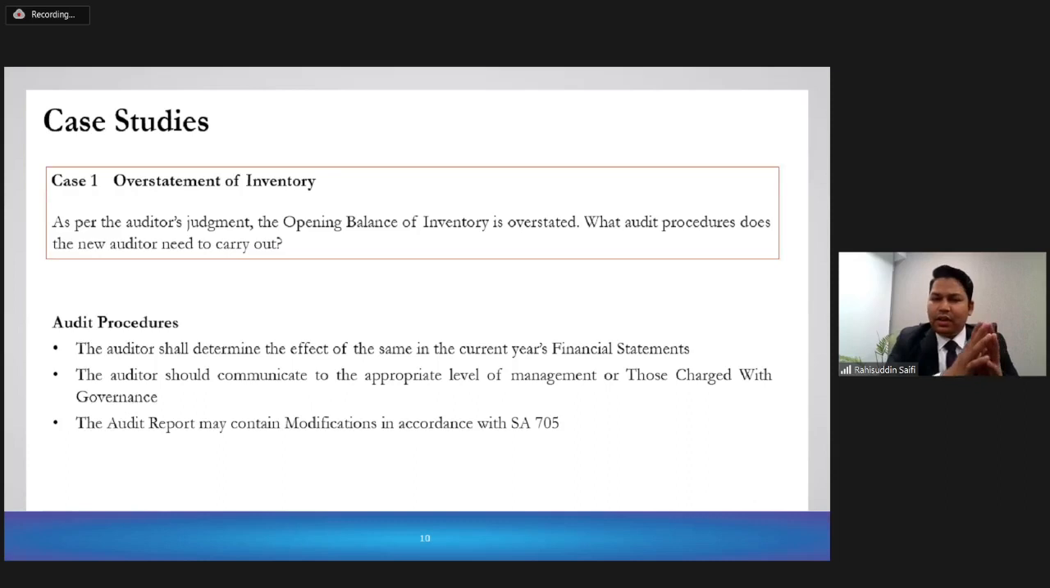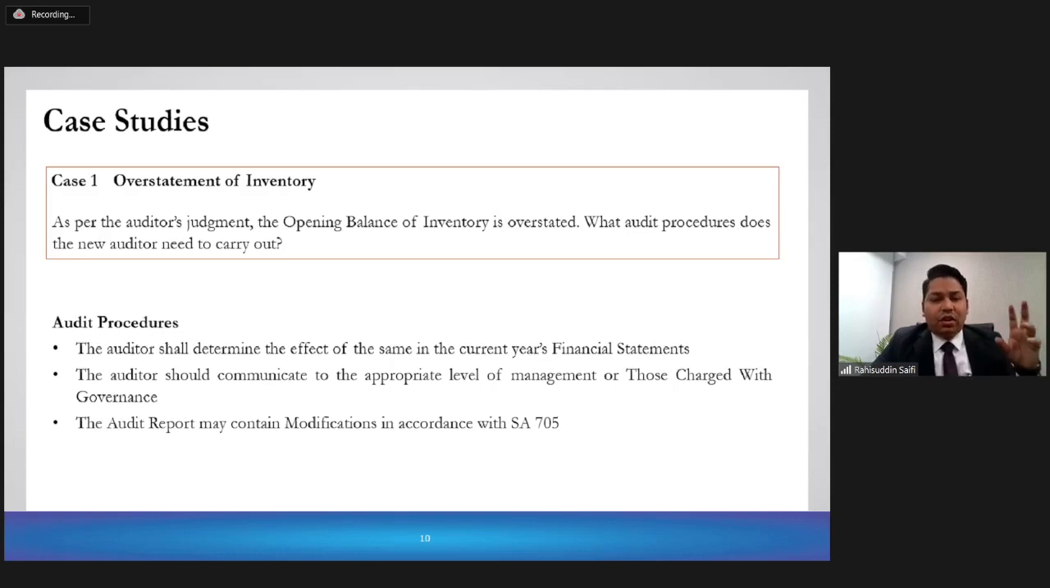So this is a case where the auditor conducted the audit procedure as per SA 510 and concluded that the opening balance of inventory is overstated. Then what audit procedure does the new auditor need to carry out?